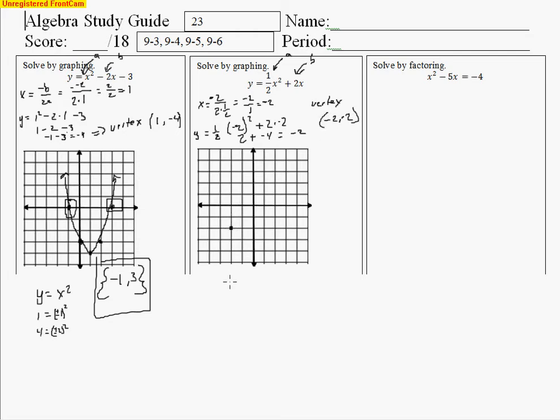And then I'm using the parent graph. So it's y equals 1/2 x squared. And so if you square 1, you get 1, and then you multiply that by 1/2, and you get 1/2. So over one space, up just 1/2 a space. And then over 2 spaces, left or right, you square that, you get 4. You take half of 4, you get 2. So over 2 spaces from the vertex, up 2 spaces.